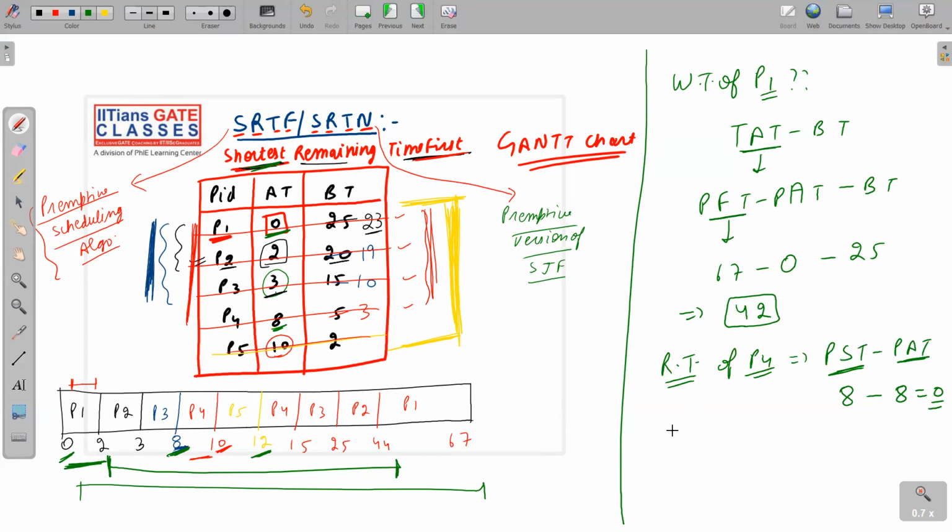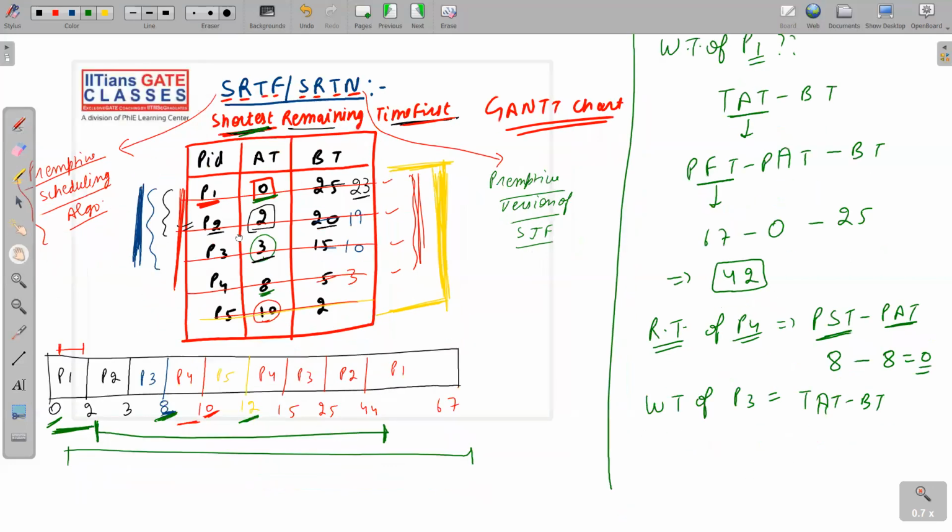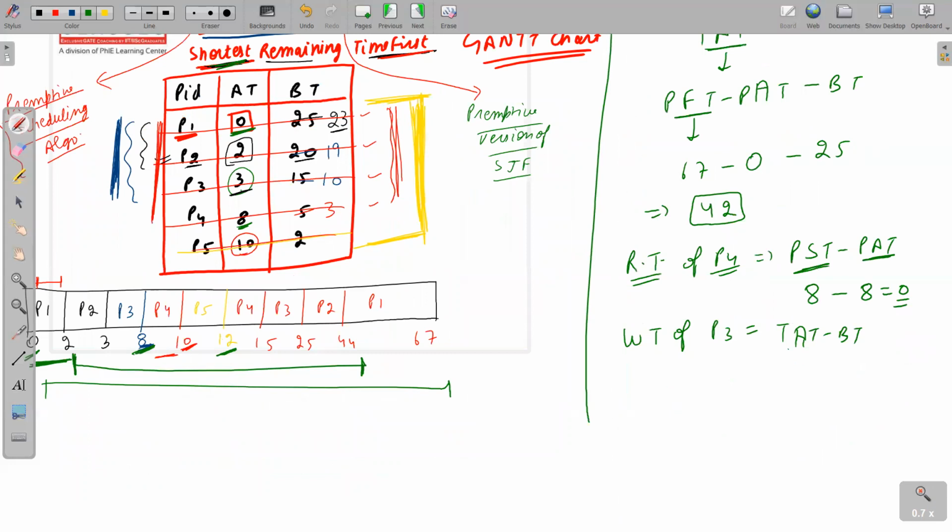Let me show you one more thing. Say we want to find the waiting time of P3. What is the waiting time of P3? According to the formula, it will be turnaround time minus burst time. Turnaround time of P3 will be process finish time minus arrival time. Let me write it here. Turnaround time will be process finish time minus process arrival time, and then minus burst time.